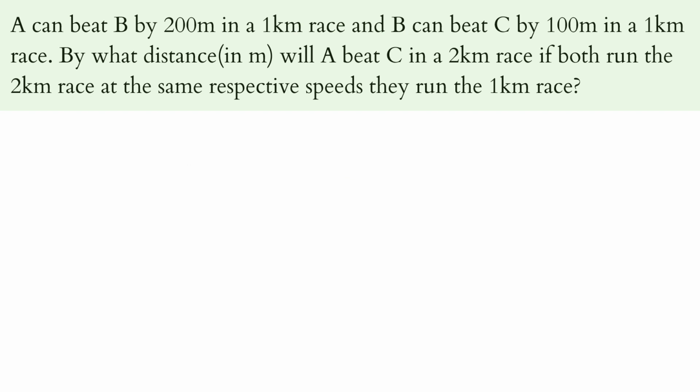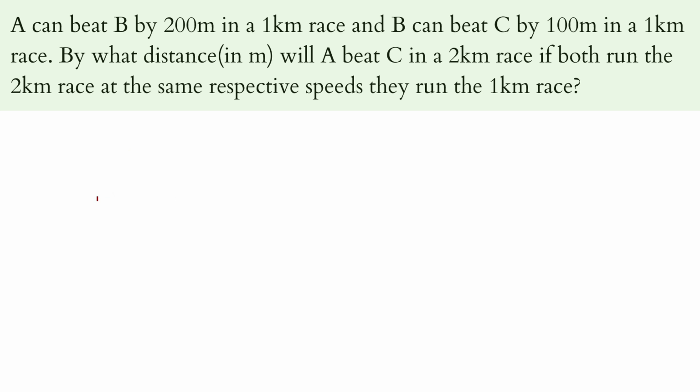Now let's solve this. A can beat B by 200 meters in a 1 kilometer race, and B can beat C by 100 meters in a 1 kilometer race. By what distance will A beat C in a 2 kilometer race if both run the 2 kilometer race at the same respective speeds they run the 1 kilometer race? Okay, see here, please remember, in races, time is always constant.